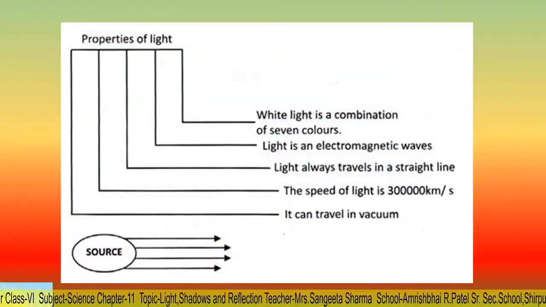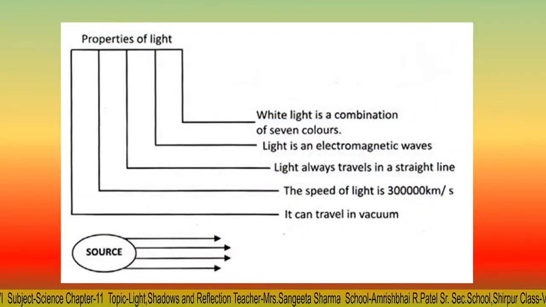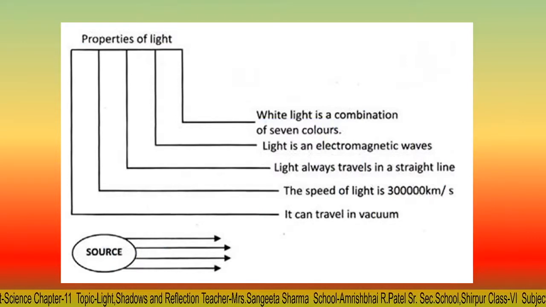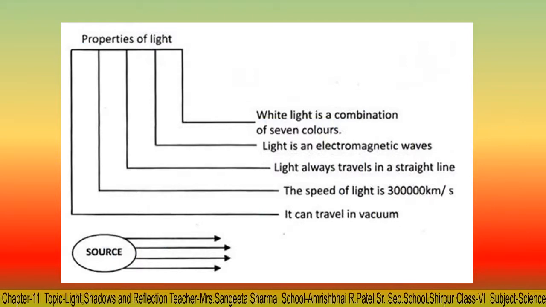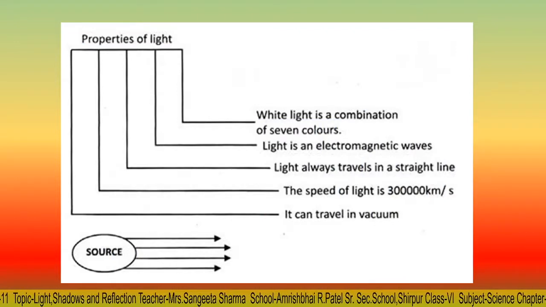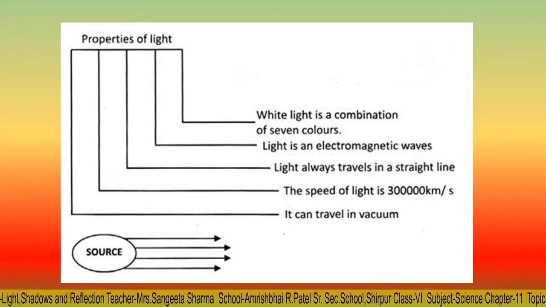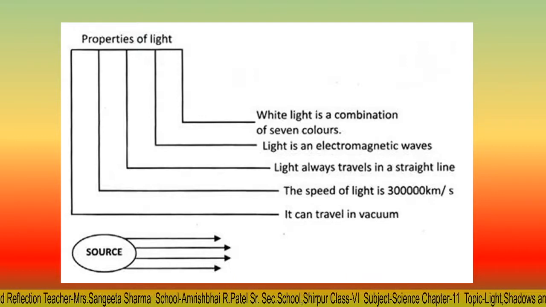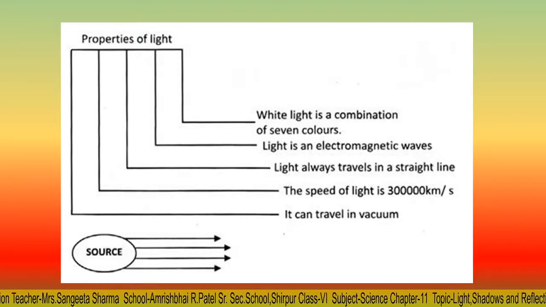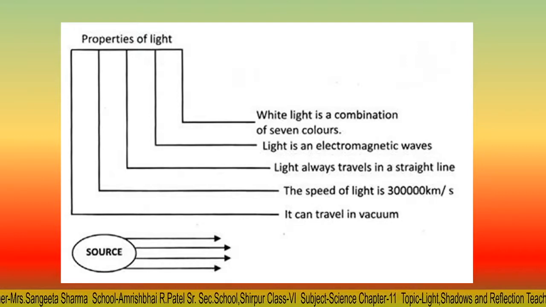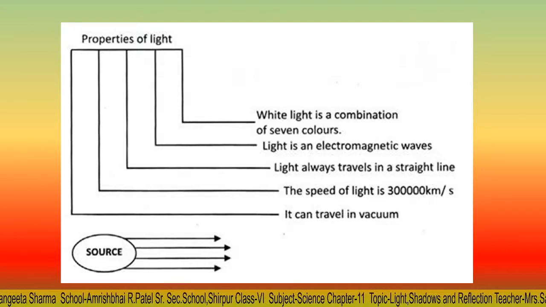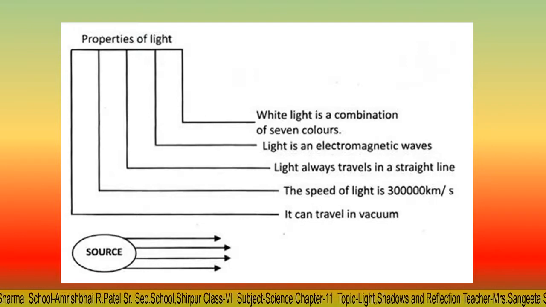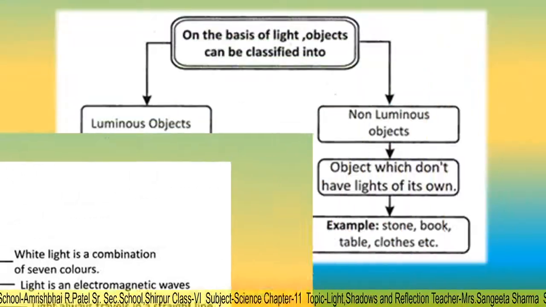Now we will see the properties of light. There are some properties of light, like white light is a combination of 7 colors, as you can see in the rainbow. Light is an electromagnetic wave. Light always travels in a straight line, and the speed of light is 3 lakh km per second, and it can travel in vacuum. So these are all the properties of light.